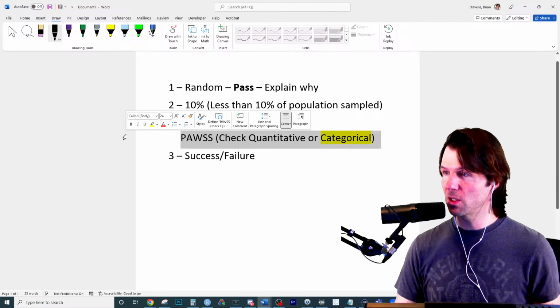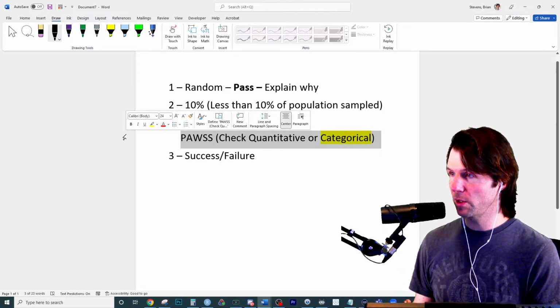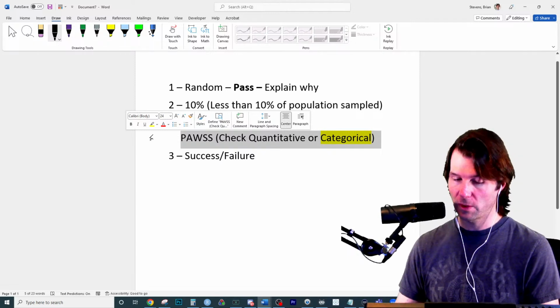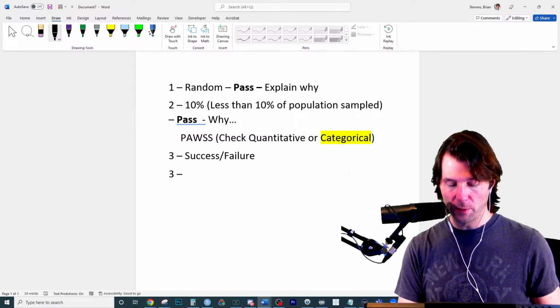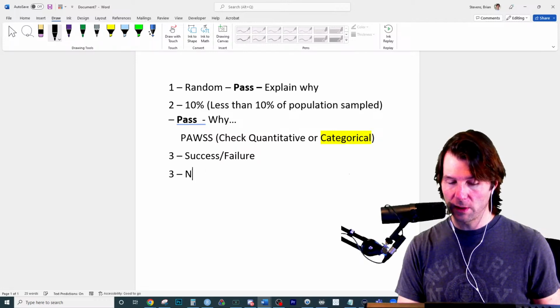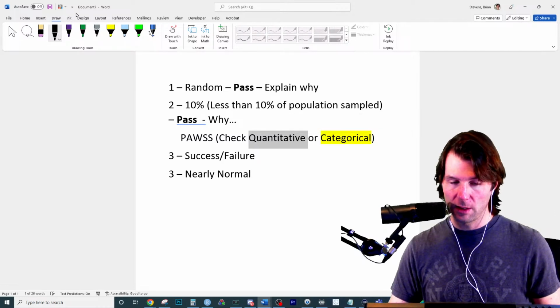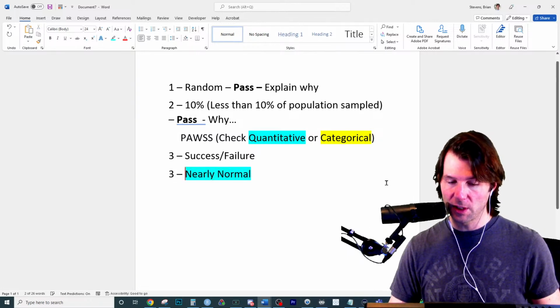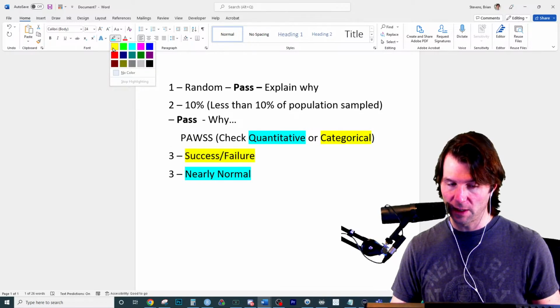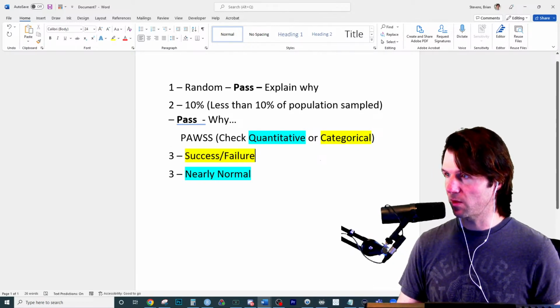Now, you have to pause before doing the third condition because the third condition is not always success failure. At this point, we have 2 third conditions to pick from. We'll either do success failure or nearly normal. The nearly normal condition is for quantitative data, and the success failure condition is for categorical data. So if your data is quantitative, we'll do the nearly normal. And if your data is categorical, we will do the success failure.